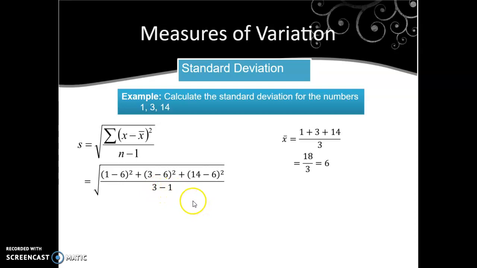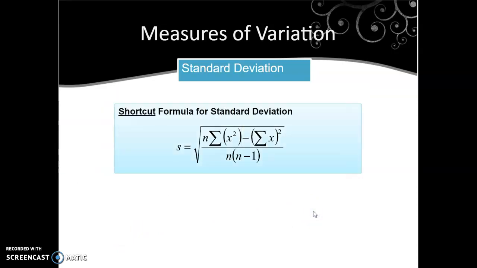So 3 minus 1. Okay, PEMDAS, order of operations, we need to do parentheses first. So 1 minus 6 is negative 5, squared is 25. 3 minus 6 is negative 3, squared is 9. 14 minus 6 is 8, squared is 64, and may as well do 3 minus 1 is 2. Okay, add all those up, we get 98 divided by 2. I chose one that was easy on the brain and just square root of 49. So our standard deviation here is 7.